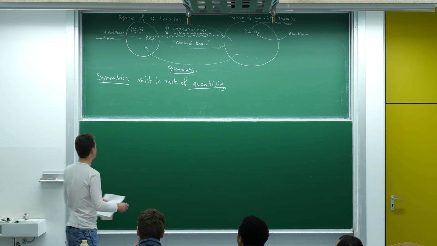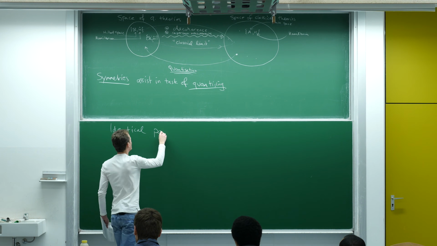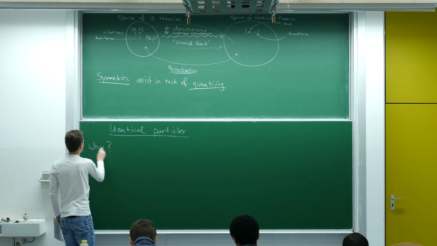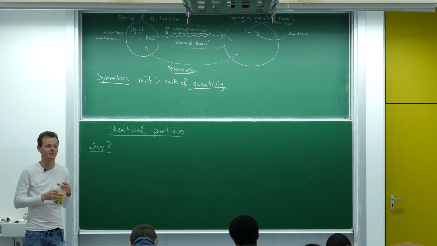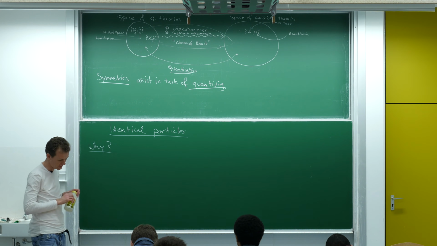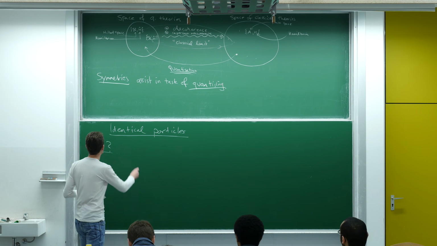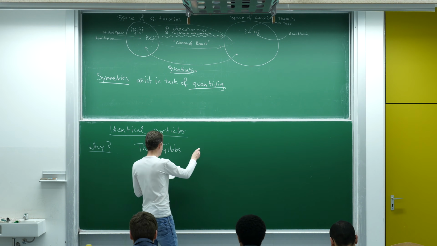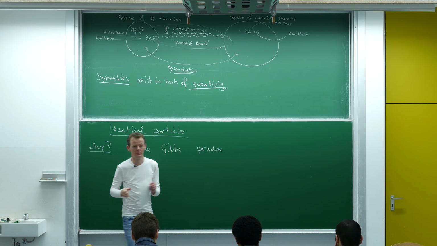Good. Identical particles. Why am I talking about identical particles? Why am I talking about exchange symmetry? That's the question I want to answer to begin with. Why do we think particles in nature are identical? Well, the answer comes in the form of something known as the Gibbs paradox.